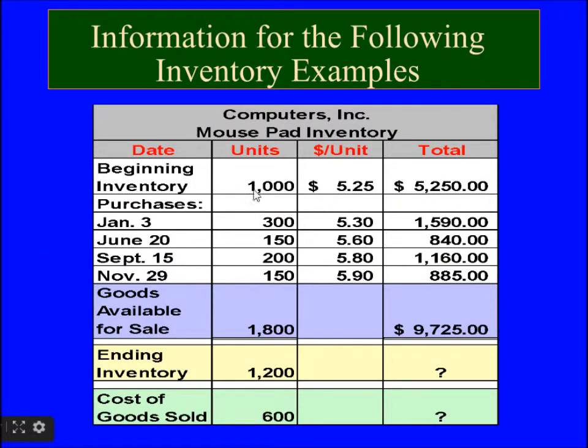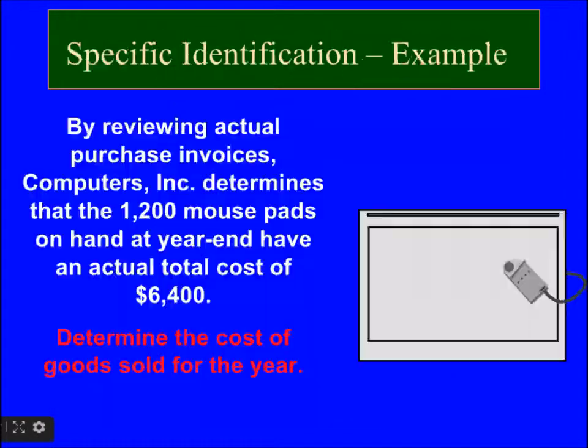So this is an example of inventory. Given is the beginning inventory was 1000 units and the cost per unit is 5.25 and the total cost. Similarly, the purchase date, number of units and price per unit is given and the total amount is given. So we need to find out the ending inventory total value and the cost of goods sold total value. So let's see how we can do that.